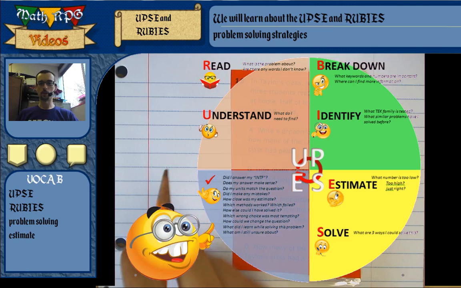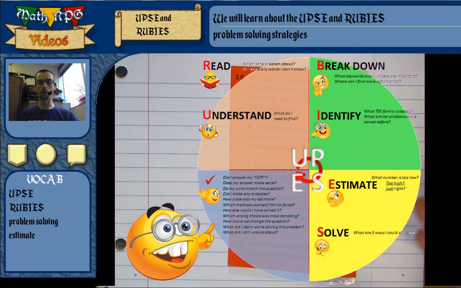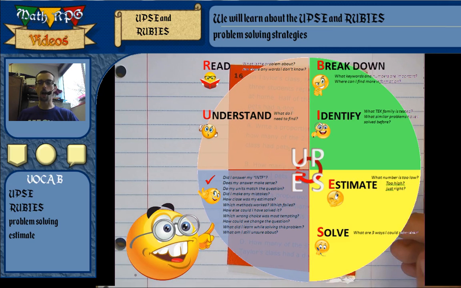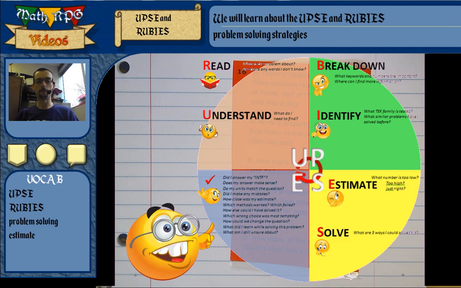First, we have to make sure that we understand the problem, then we plan how we're going to solve it, then we solve it, and lastly, we evaluate our solution, see if we did everything correctly. And so that's UPSE, and we also further break that down to RUBIES. So we're going to take a look. You can see again, RUBIES just means you read it first, you understand it, you break it down, you see what the problem's about, you identify what it's trying to test you, you estimate, and then you solve the problem.